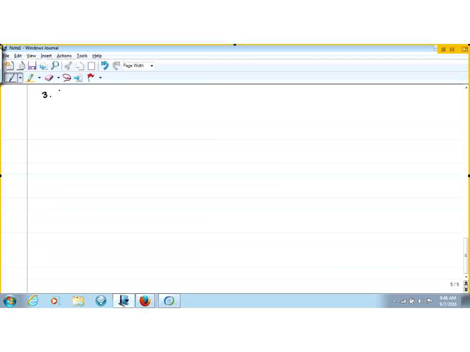Number 3. What about if we have x squared plus 3 to the negative 1/3? Oh, this is almost the same. Minus 2/3 x squared times x squared plus 3 to the negative 4/3. And then the last one.